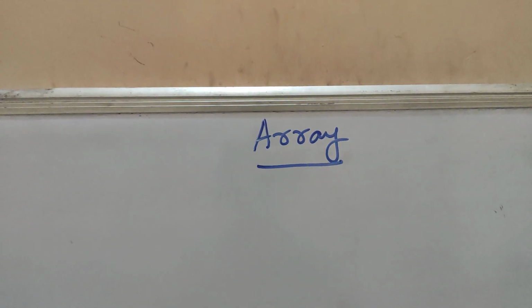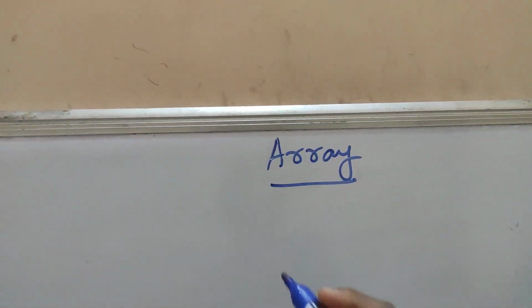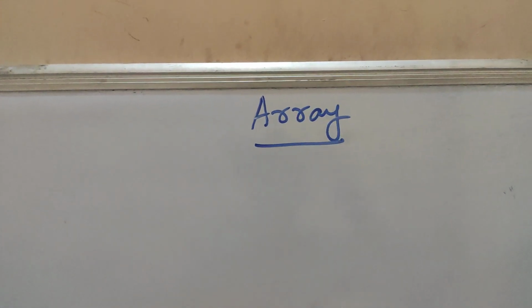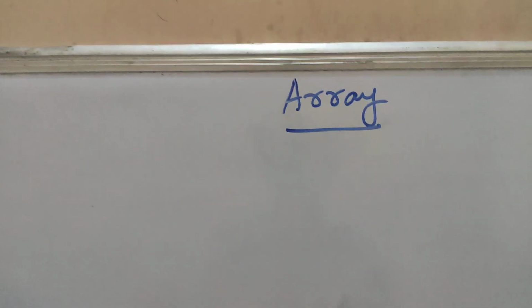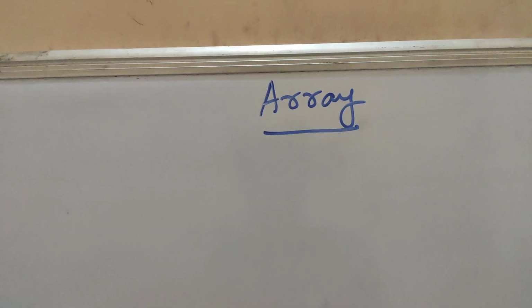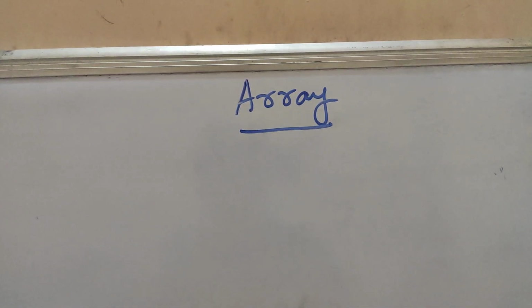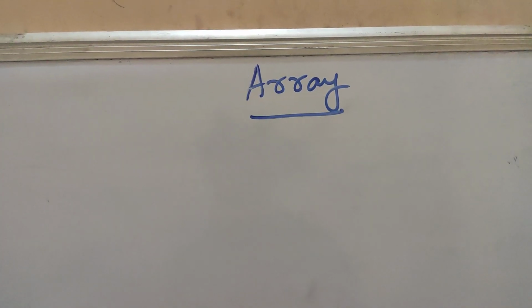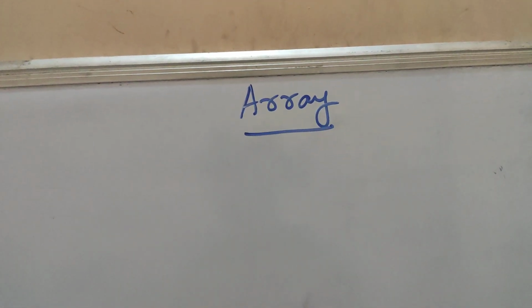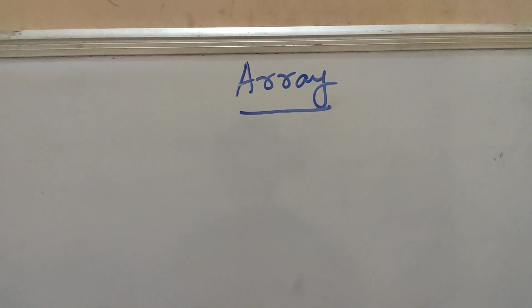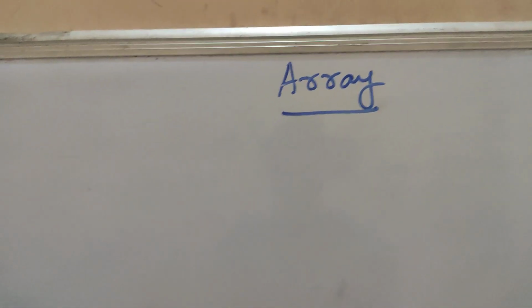What is an array? An array is a composite data type, or reference data type, or non-primitive data type, which takes a group of values of the same data type. Group of values of the same data type means maybe int, maybe float, maybe double, maybe long, maybe byte.